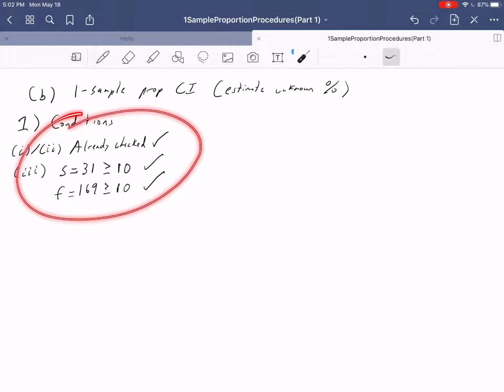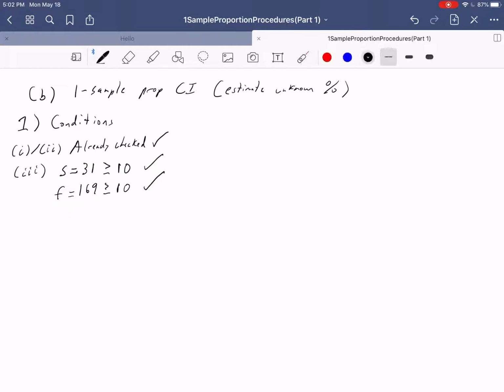So the conditions are met. This is the one confidence interval, which if you do it as a follow-up, you do need to check one extra condition, because that condition 3 is different. Now we can go into the construction.